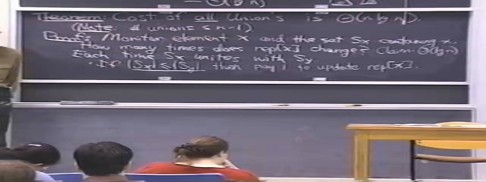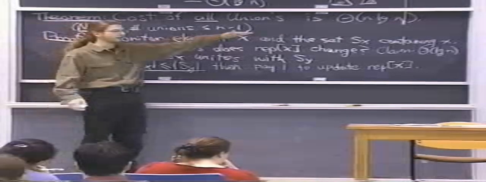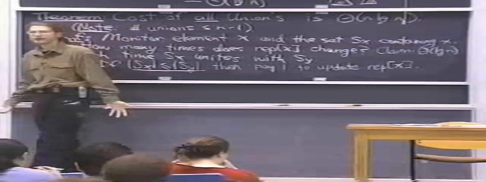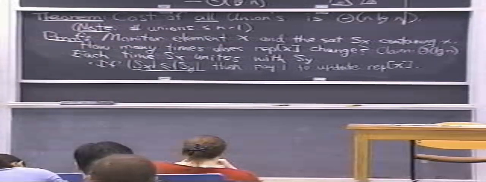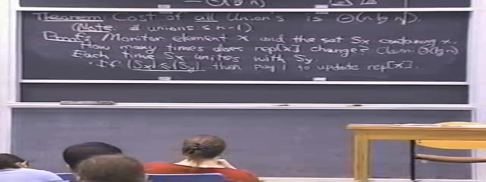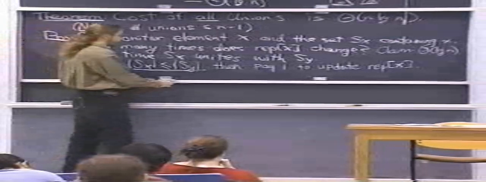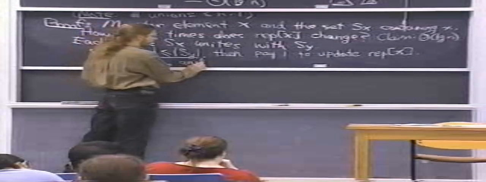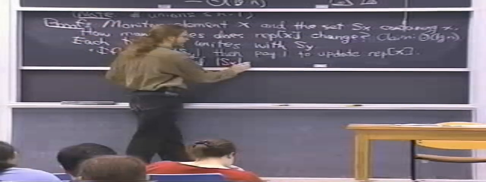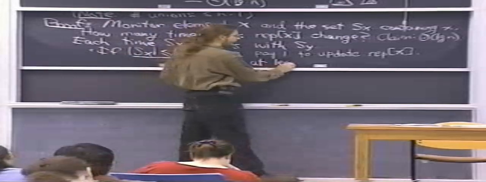So what's good? Again, we're monitoring x. We're also monitoring Sx. So what changes about Sx? Yeah? The length of it at least doubles, exactly. Okay, that's the good thing. The size of Sx at least doubles. This is where the log is coming in.